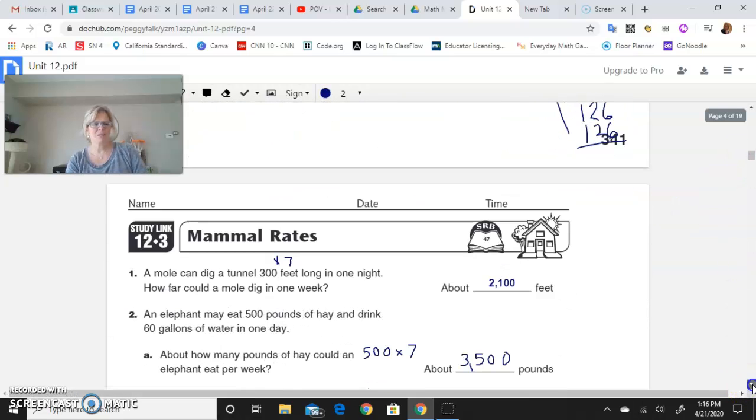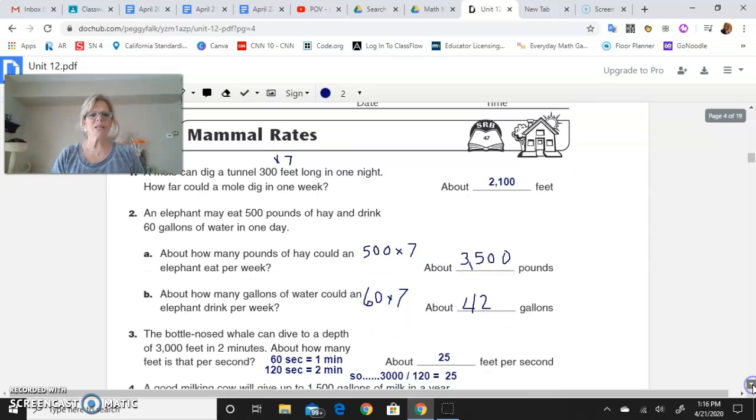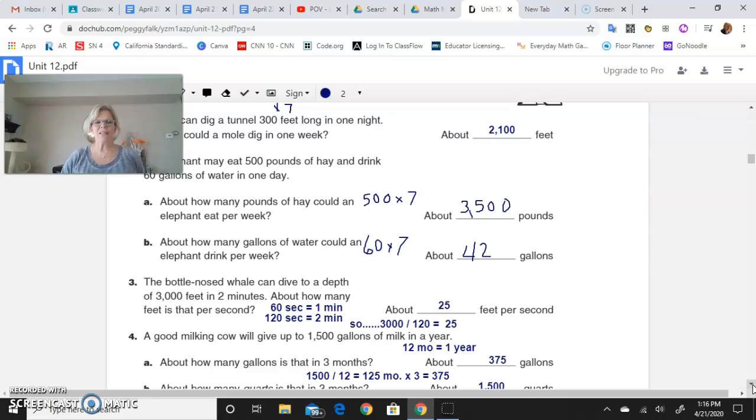Okay, Study Link 12-3. All right, number 1, a mole can dig a tunnel 300 feet in one night. How far can it dig in 1 week? I'm going to take that times 7. 2,100 feet in a week.